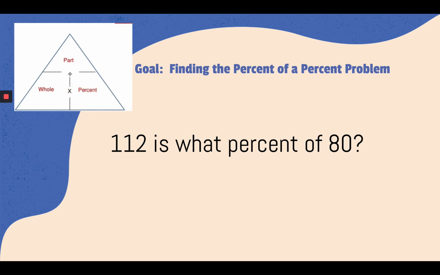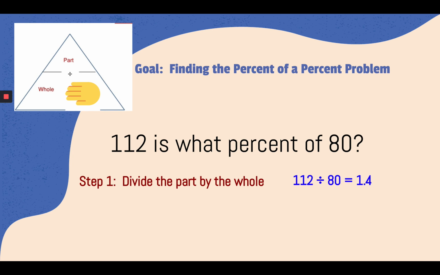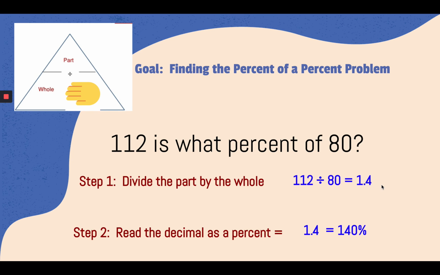So it's cover up what you're looking for. Part divided by whole. So it's 112 divided by 80, and it gives you 1.4. That's a decimal. Remember, you move it 2 to the right, and your answer would be 140%.